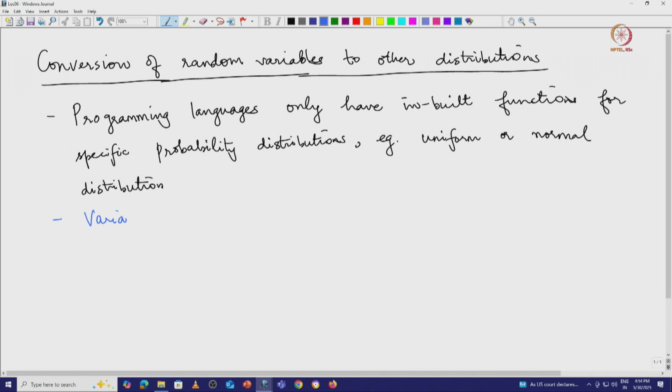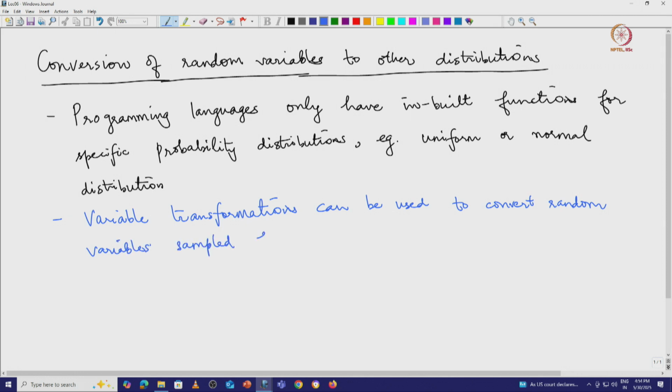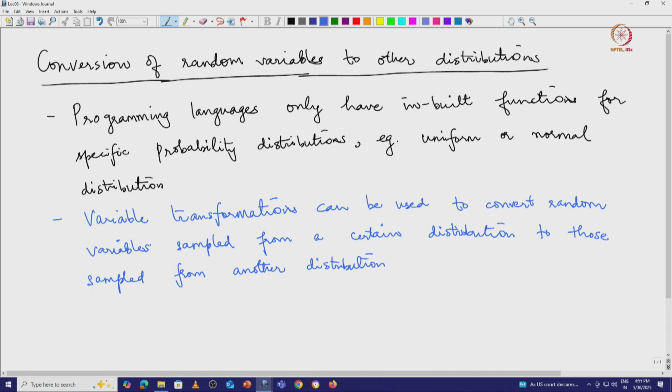So in this scenario variable transformations can be used to convert random variables sampled from a certain distribution to those sampled from another distribution. Right, and I already gave you an example, right.